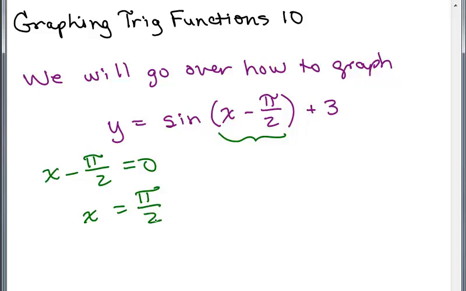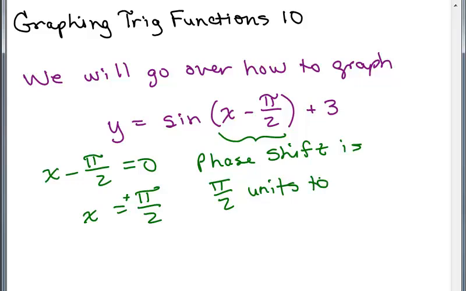Now remember why we're doing this. We're trying to figure out what we could plug in for x so we could just compute the sine of 0. And so since x equals pi over 2, think of that as plus pi over 2, this is the shift on the x-axis, which we call the phase shift. So the phase shift, which is the same thing as the horizontal shift, is pi over 2 units to, well, if it's positive, it means to the right.